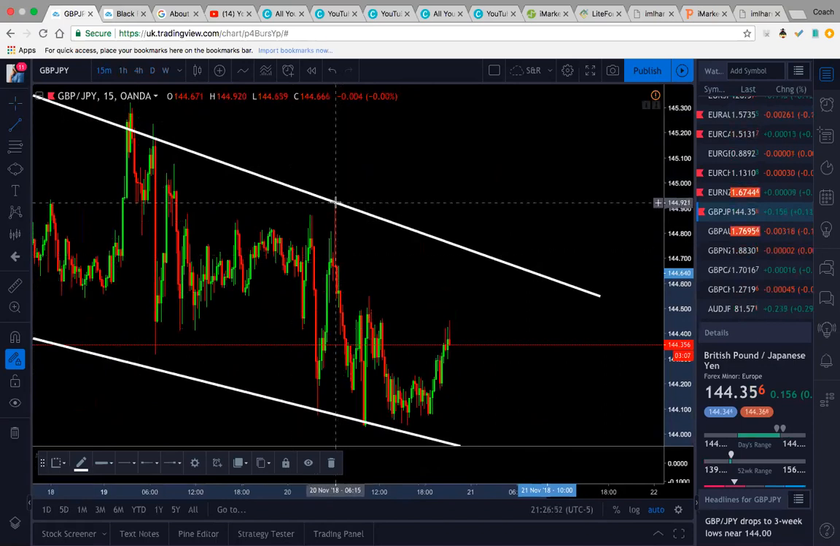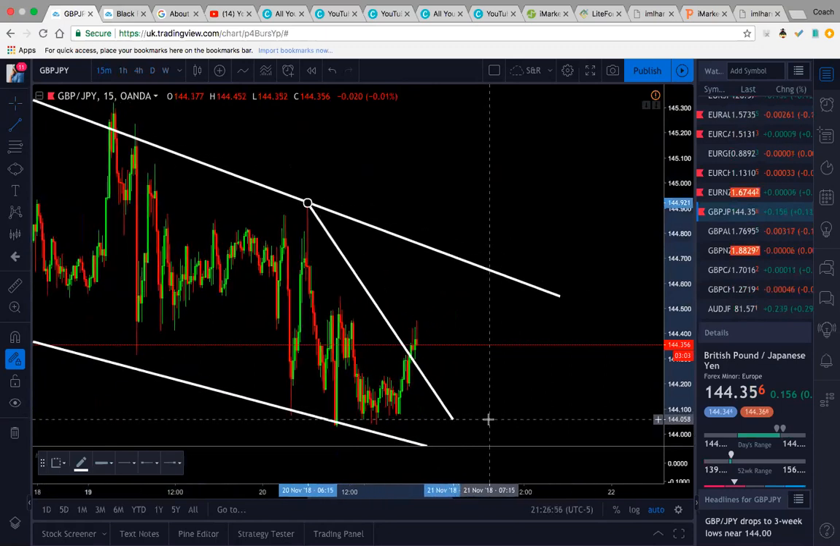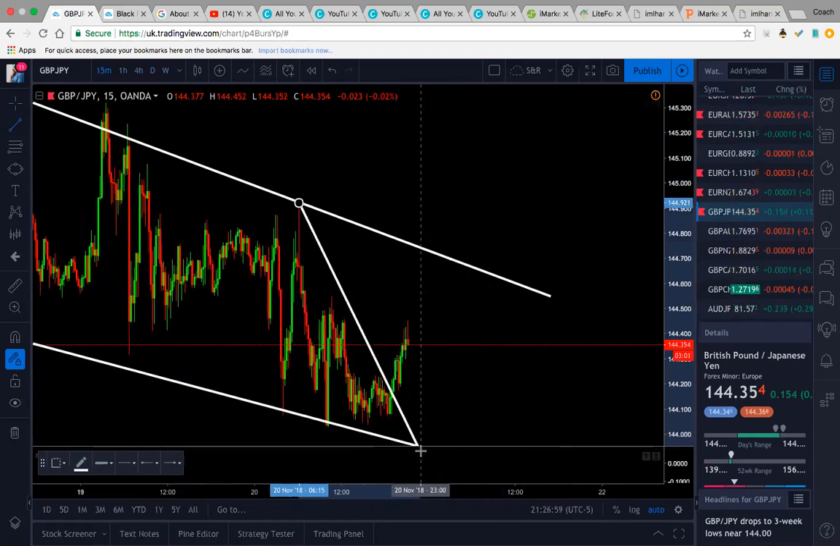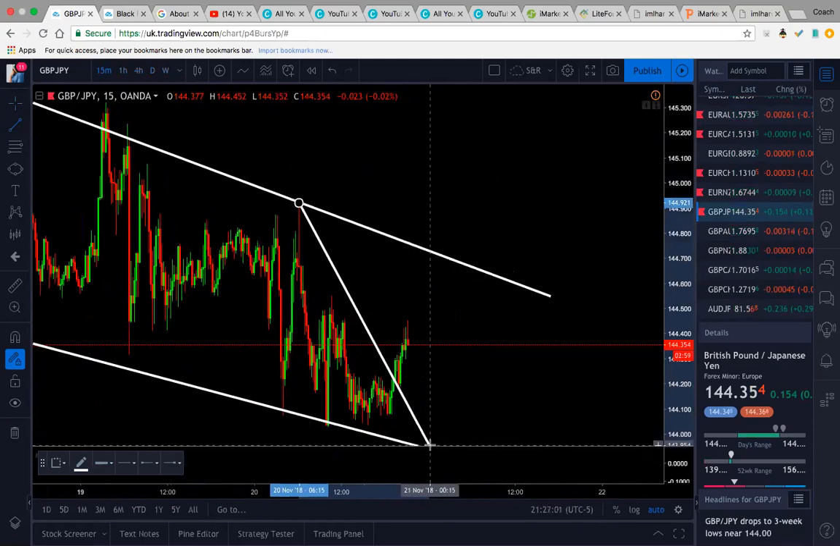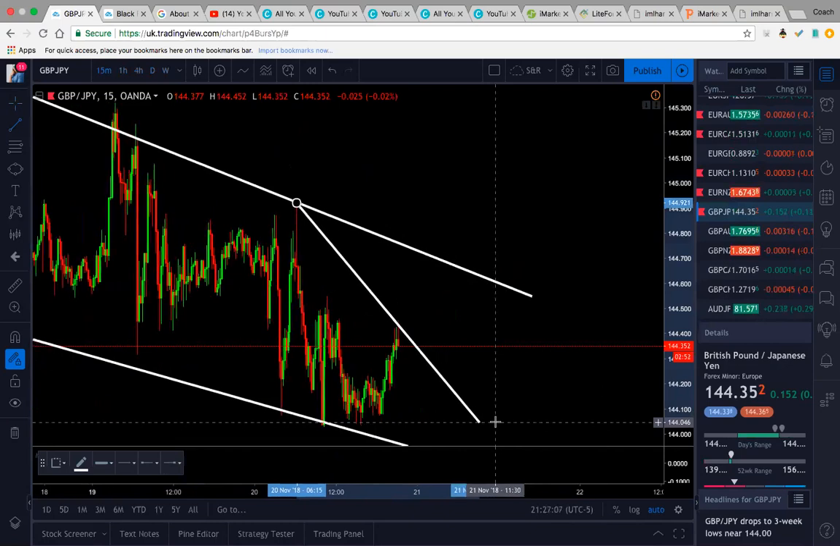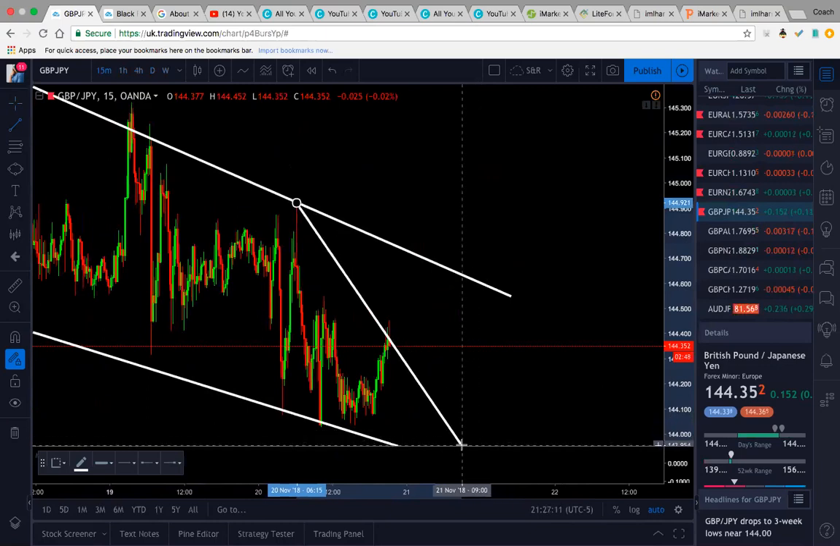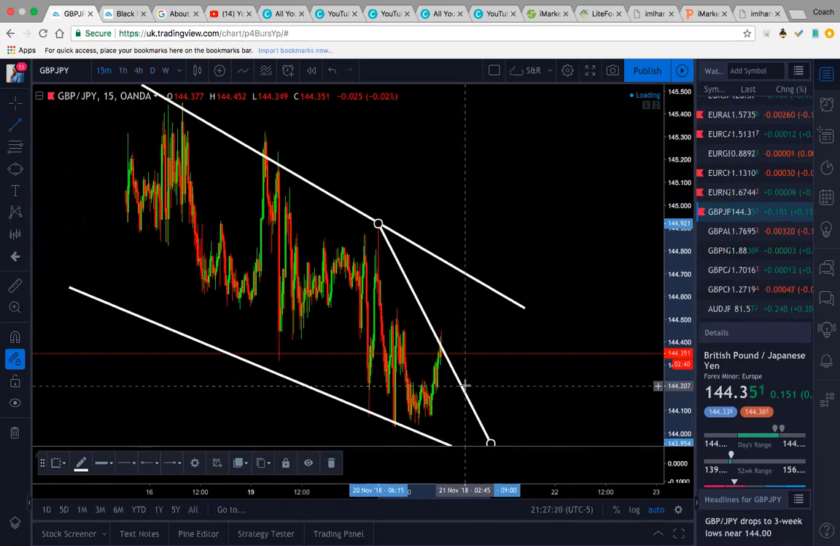You can even draw it down even more. So I'm looking to see how price was respected here. We're just trying to identify the pattern.